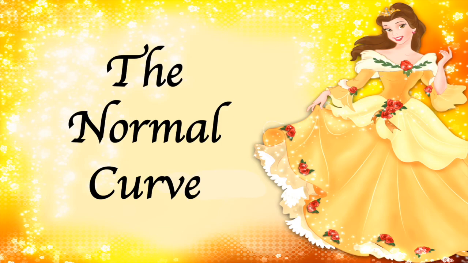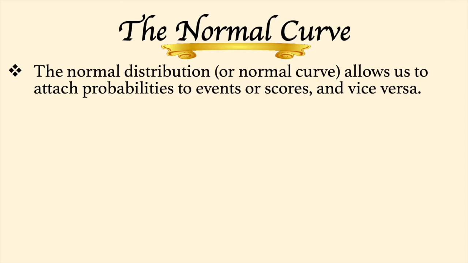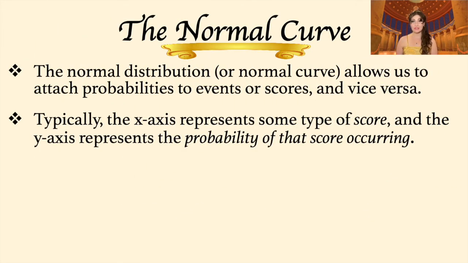So let's start talking about the normal curve. The normal distribution or normal curve allows us to attach probabilities to events or scores, and vice versa, to attach different scores to different probabilities. When we talk about probabilities, we talk about the likelihood for particular scores to occur. We plot these probabilities on a normal distribution. So when we plot the normal distribution, typically the x-axis, the horizontal one, represents some type of score, and the y-axis represents the probability of that score occurring. So essentially you have score and probability plotted on the two axes.